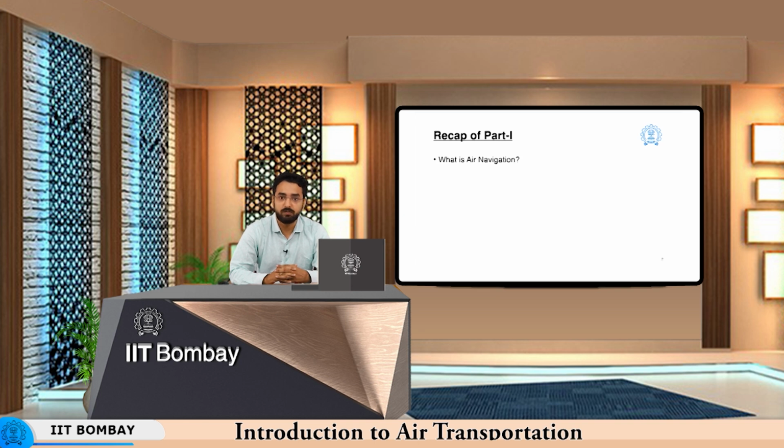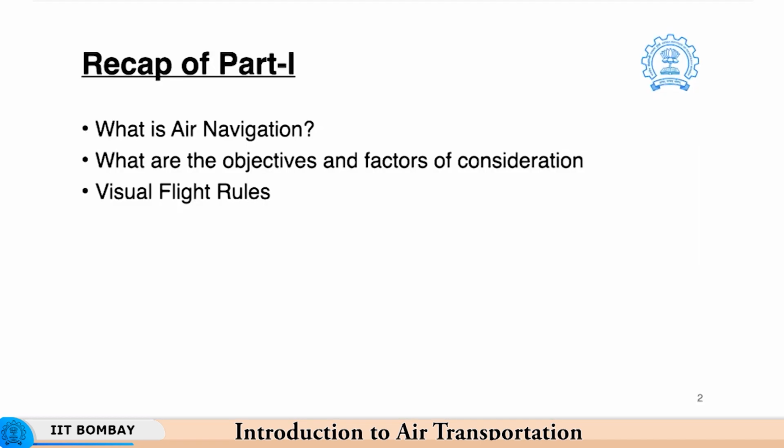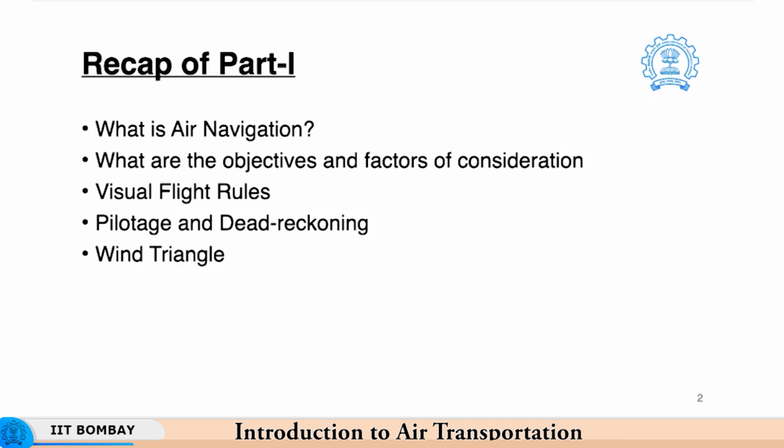The previous lecture started with brief details about the basics of air navigation, and the different objectives and factors associated with any air navigation process. Then we ventured on to the different flight rules implemented to carry out air navigation, that is visual flight rules and instrument flight rules. Through the presentation we also tried to understand the two different methods used to carry out visual navigation, that is pilotage and dead reckoning.